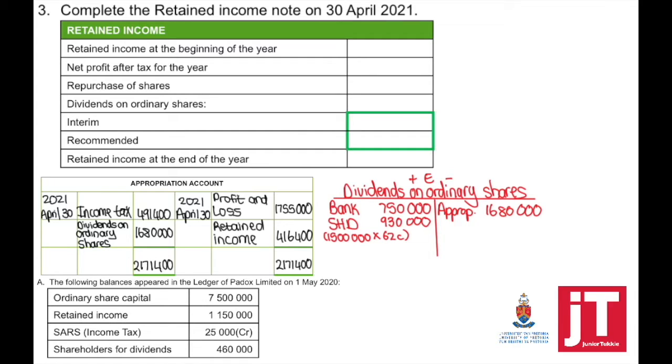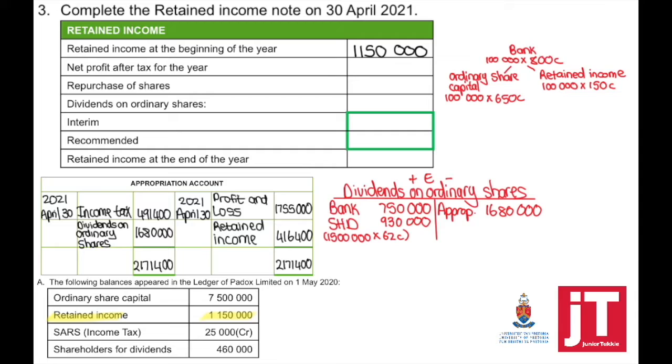Completing the retained income note, I can use the appropriation account, the dividends on ordinary shares, and I must use the opening balances provided to you. So starting with the retained income at the beginning of the year, it was 1,150,000 plus the net profit after tax. In your appropriation account, it's always the net profit before tax, and then we still need to subtract the income tax.